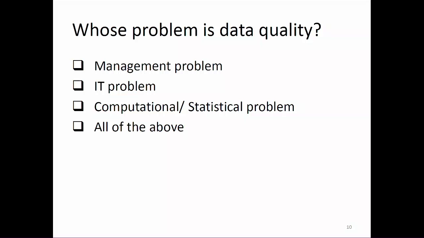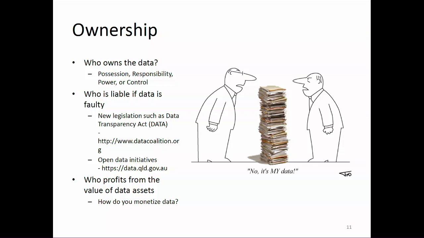Because here we see, okay, who owns the data? Possession, responsibility, power. Who is liable if data is faulty? Who profits from the data? So actually, in organizations, in government, everywhere, whenever data is involved, there's a lot of politics that goes around it. Because if the data is not of good quality, and if eventually things go wrong, nobody wants to take that responsibility, right? So I remember working for one organization.